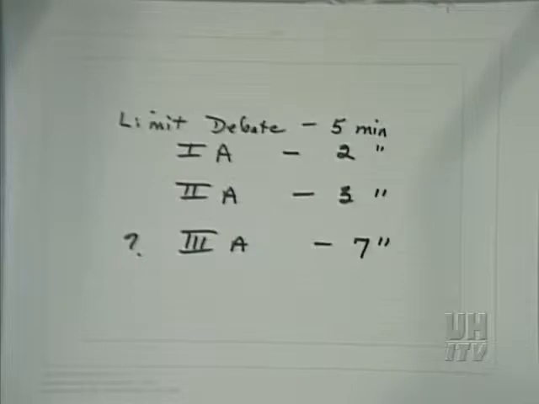Okay, let's see here. Let me write this down, then we'll look at it. We've got a motion to limit debate. What was the first one, to 5 minutes? Okay, and then we had a primary amendment to limit it to two. And then we had a secondary amendment to make it three. And the question is, can we have another amendment to make it seven? What do you think?